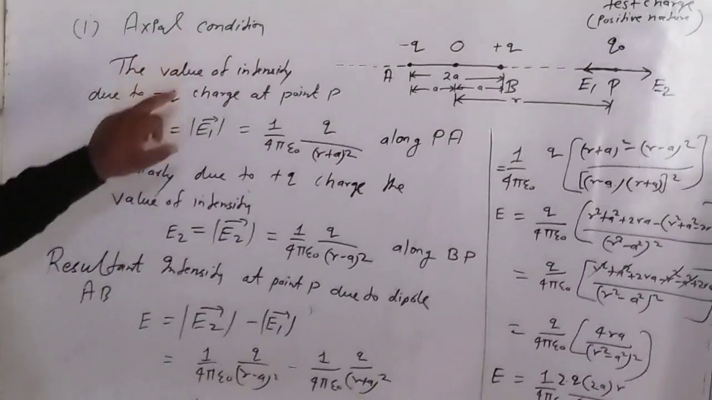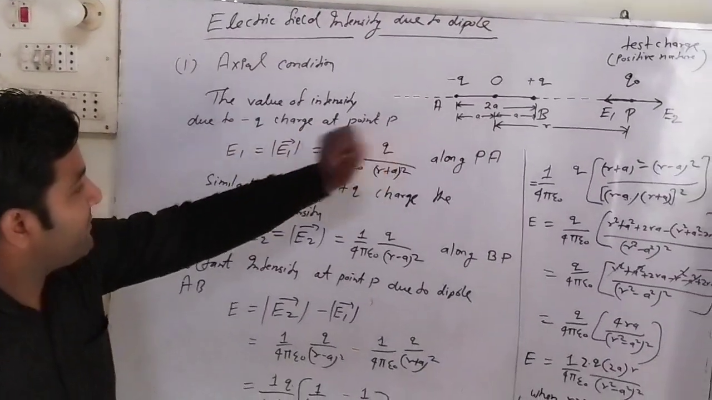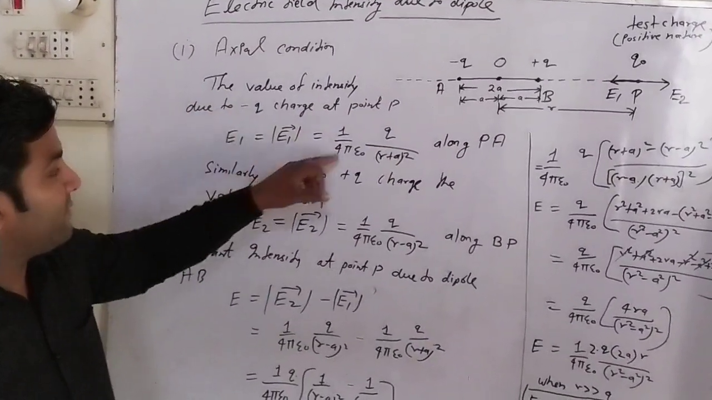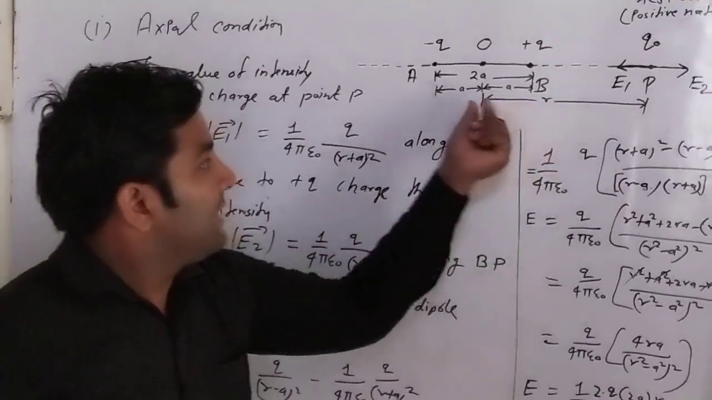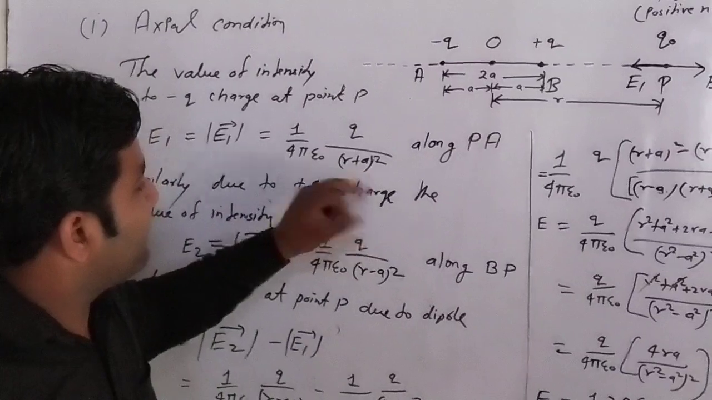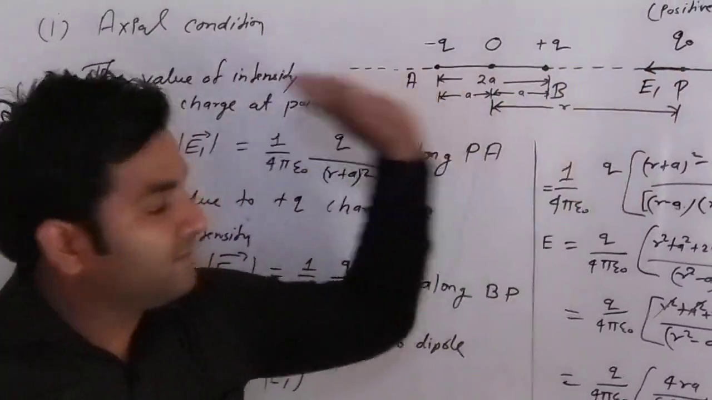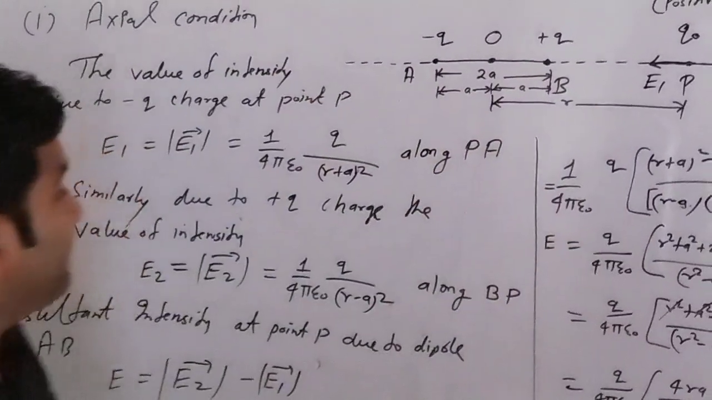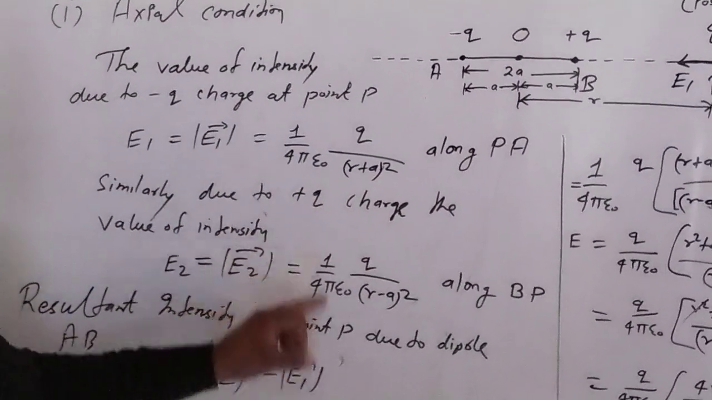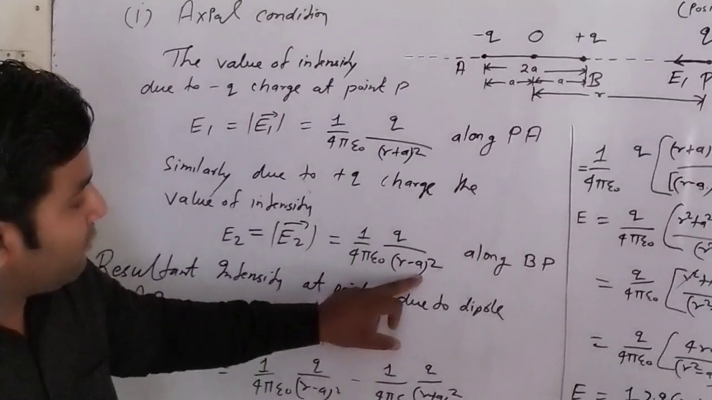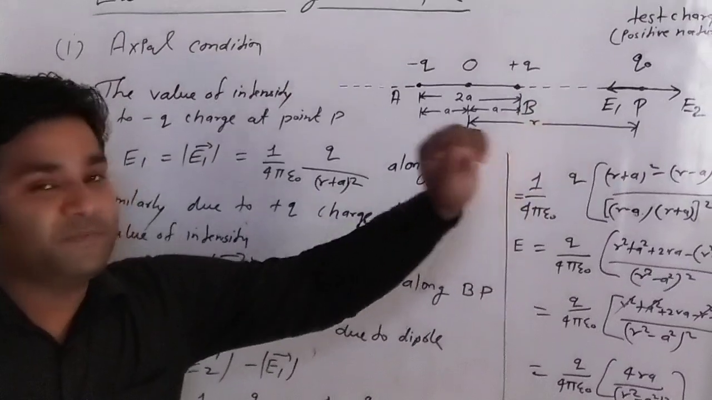In the ideal condition, the intensity due to minus q charge at point P, from the previous concept, is 1 upon 4 pi epsilon, q upon r square. But here what does r mean? This r and this a, that's why r plus a whole square. And here minus and plus means attractive force, so it is towards PA. Same as due to plus q charge, E2 has value q upon r minus a whole square, and plus means repulsive, along BP.